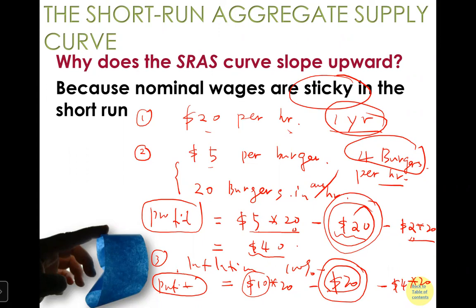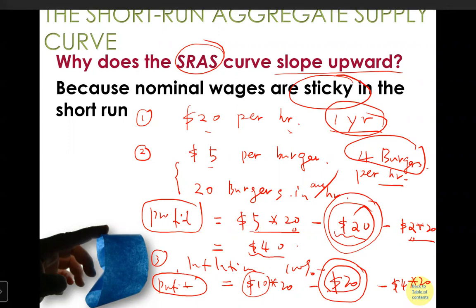Furthermore, because of the stickiness of the wage rate, if there's an increase in price, the business has the incentive to hire more workers at that level of price or wage, so that they can make more profit. That also explains why the short run aggregate supply curve is upward sloping. This is how we end up with the aggregate supply. But again, this is short run.